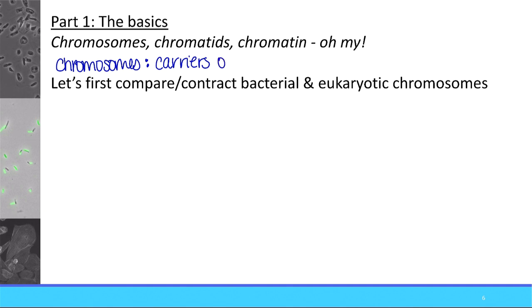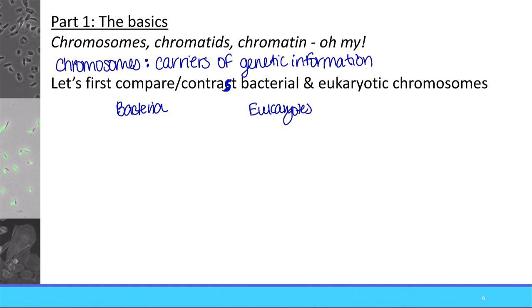So I like to say that chromosomes are carriers of genetic information. And we'll talk about what chromosomes are made up of here in a second. But before we do that, let's do a compare and contrast of bacterial and eukaryotic chromosomes. And I had a spelling error. All right, so let's go ahead and let's do bacteria on the left, and we'll do eukaryotes on the right.